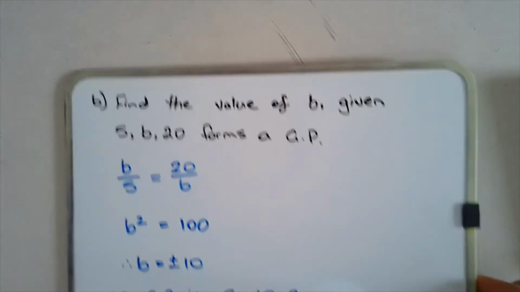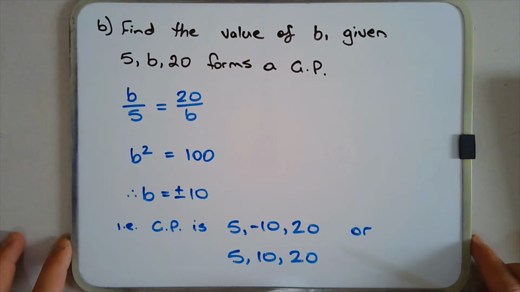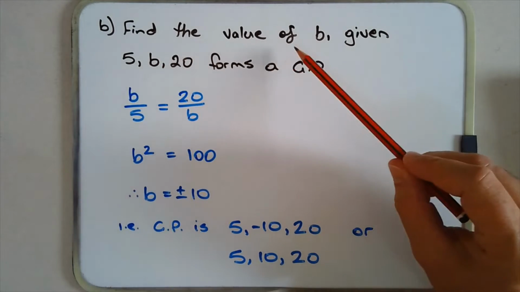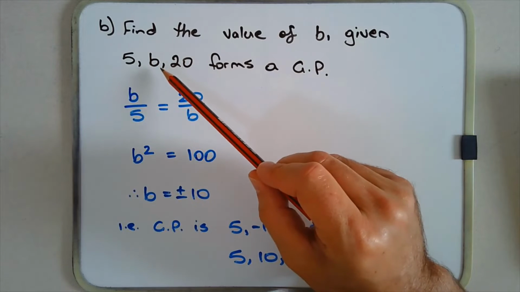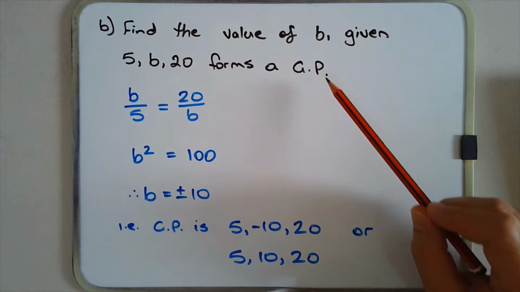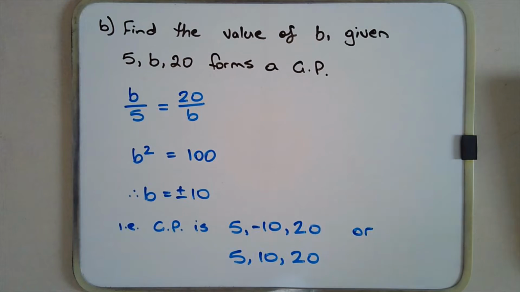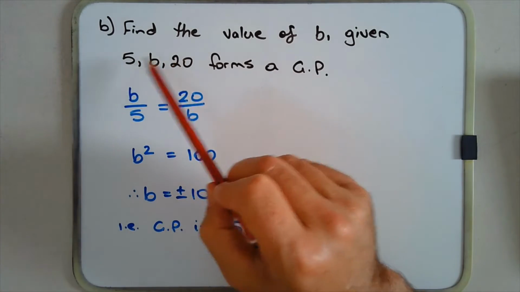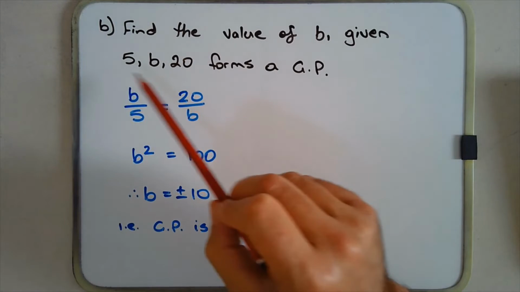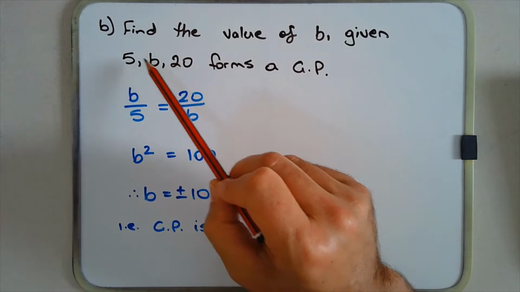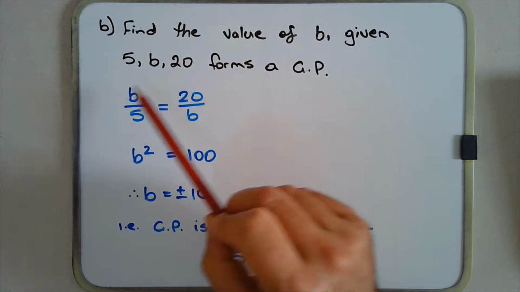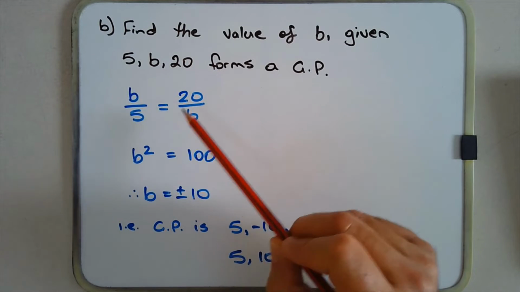Now let's have a look at an example involving a geometric progression. So part B, example 1b, find the value of b given 5, b, 20 forms a geometric progression. Now, since these three terms form a GP, there is a common ratio between these three terms. So in other words, b divided by 5 will equal 20 divided by b. So we can form an equation again to that effect. So b over 5 equals 20 over b.